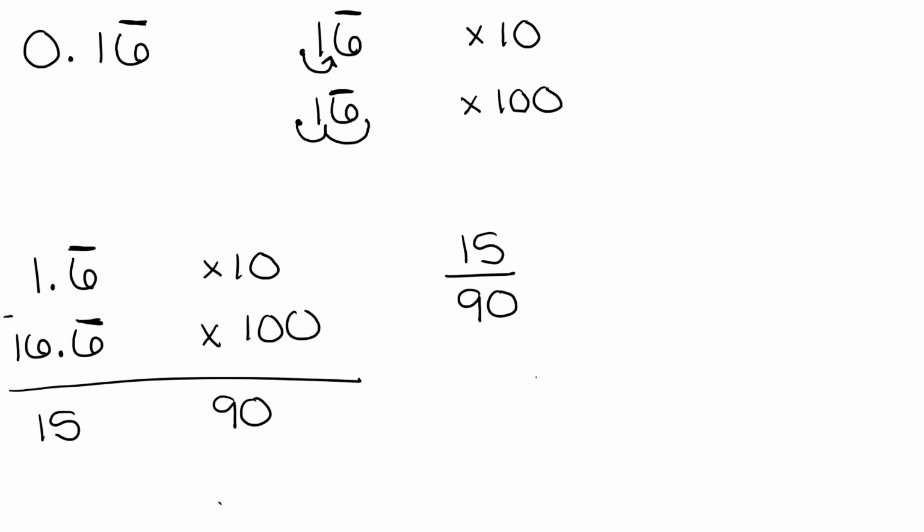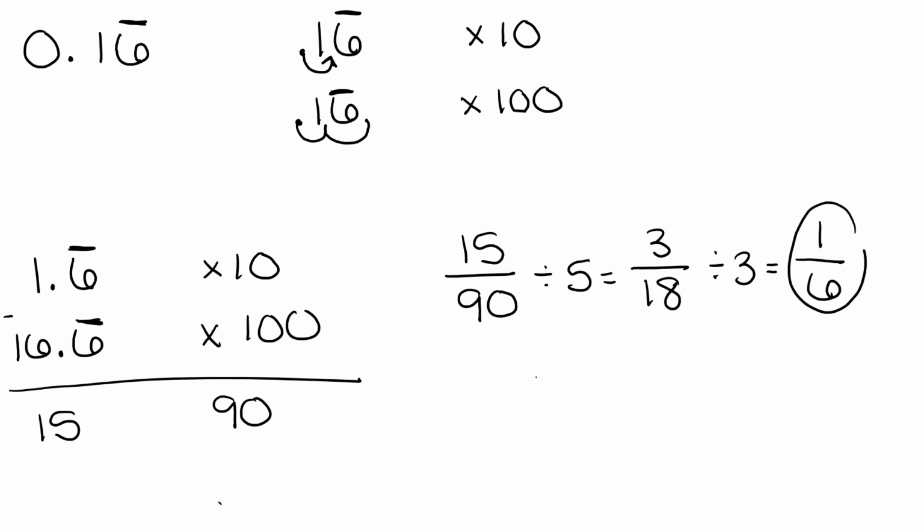However, we're not finished. We always want to simplify our fraction. We can divide the top and the bottom numbers by 5. 15 divided by 5 is 3. 90 divided by 5 is 18. We're going to simplify it again. We can divide the numerator and the denominator by 3. 3 divided by 3 is 1. 18 divided by 3 is 6. 1/6 is our final simplified fraction.